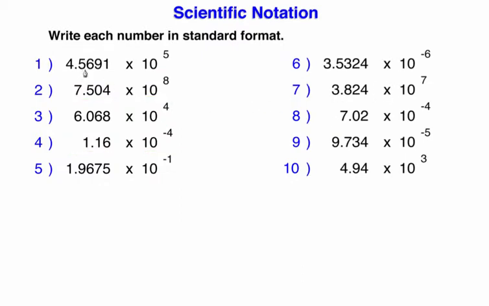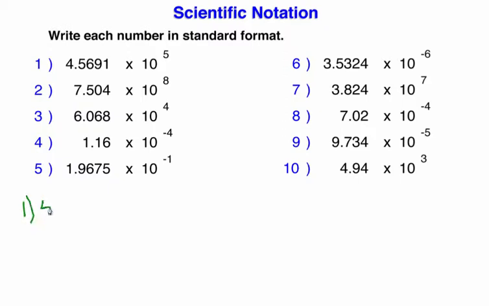One thing I want you to notice about this number out front: in number 1 here we have 4.5691. Number 2 has 7.504, then 6.068, 1.16, 1. Every time there's only one digit in front of the decimal point. That is a key component of scientific notation, that there's always exactly one digit in front of the decimal place, and that digit is 1 through 9, because there's never a 0 in front of the decimal place.